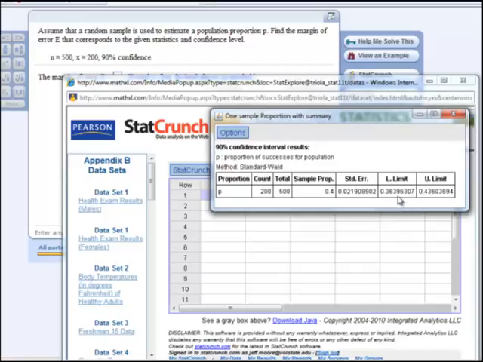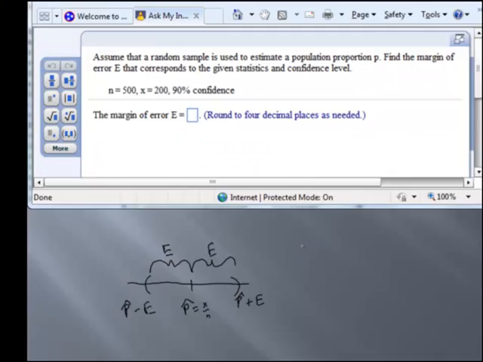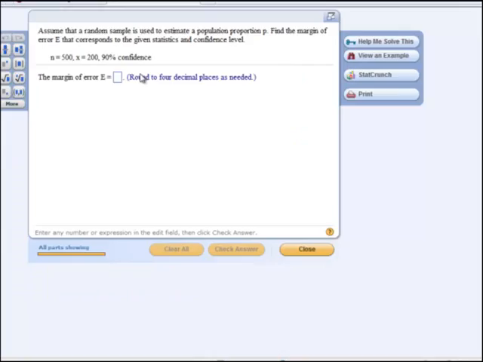Now that's going to give us an upper limit of 0.436 and a lower limit of 0.364. So the interval width then will be 0.436 minus 0.364, which will be 0.072. Now half of that then, E, would just be half of that width. So we'd have 0.036. So we'll type 0.036. Check our answer.